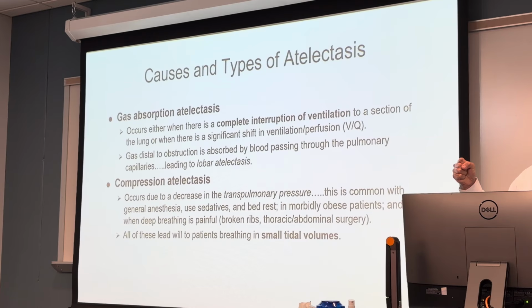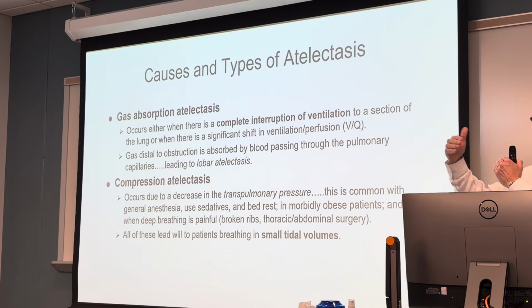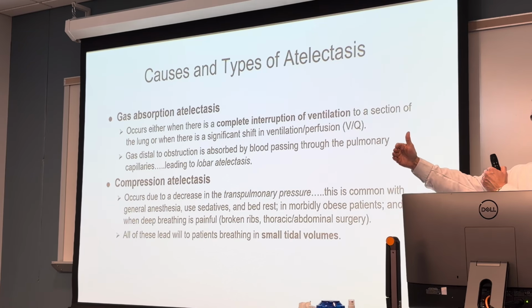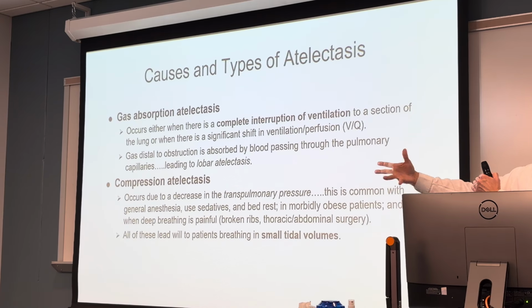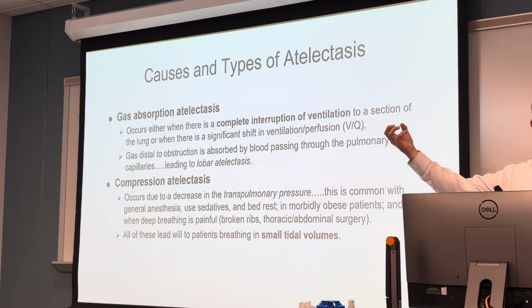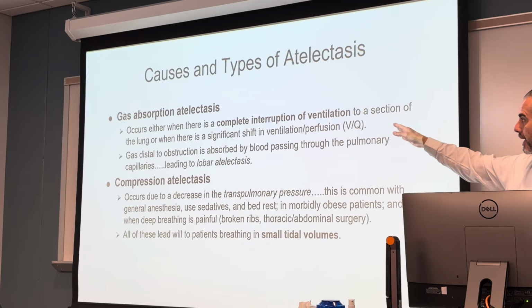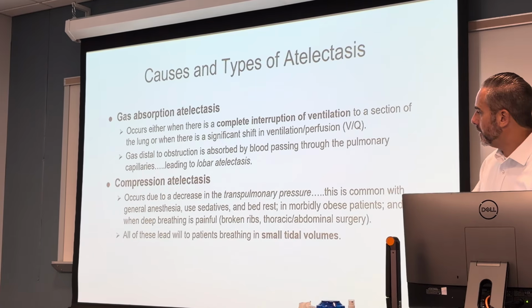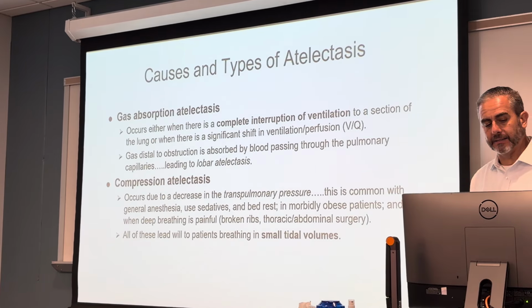If we have a giant mucus plug in our airway and gas can no longer get to that passage, the gas that right now is in that air passage, in that alveoli, will be absorbed into the capillaries, into the bloodstream, leaving nothing in that section of the lung, and that's why that lung collapses. Gas absorption atelectasis. The other one is compression atelectasis.